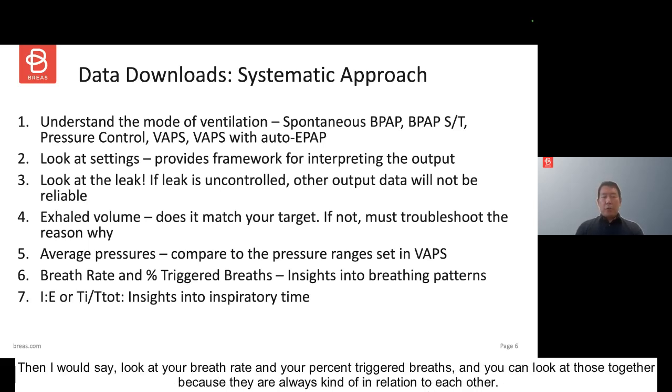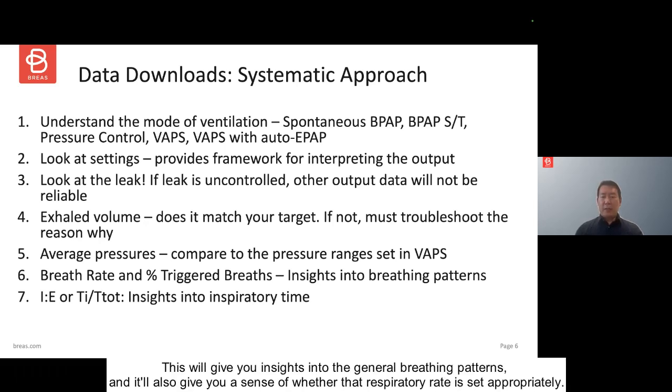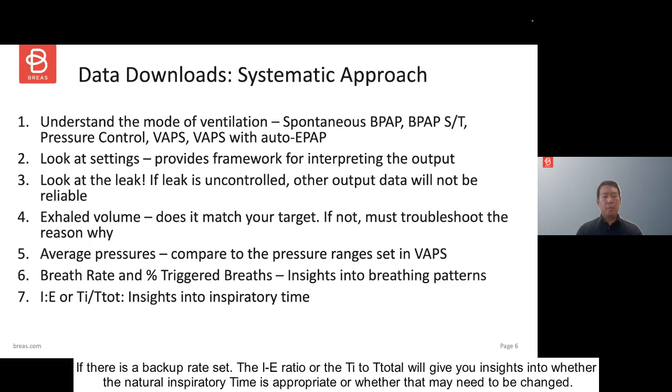Then I would say look at your breath rate and your percent triggered breaths. And you can look at those together because they are always kind of in relation to each other. This will give you insights into the general breathing patterns, and it'll also give you a sense of whether that respiratory rate is set appropriately, if there is a backup rate set. And then the I to E ratio, or the TI to T total, will give you insights into whether the natural inspiratory time is appropriate or whether that may need to be changed.